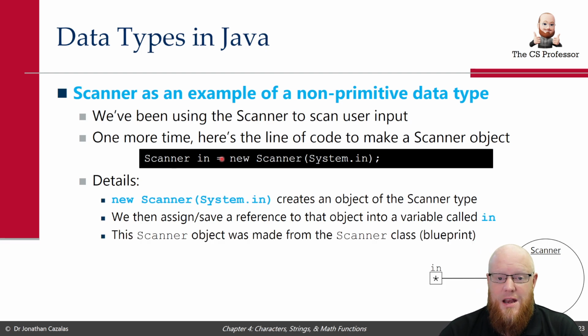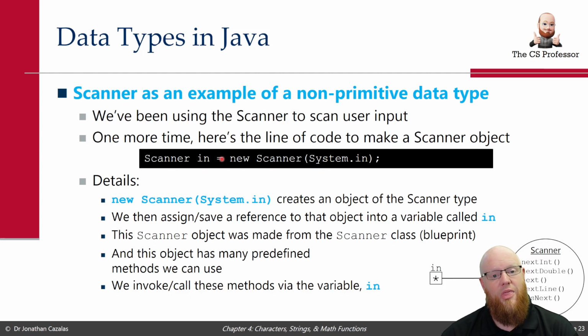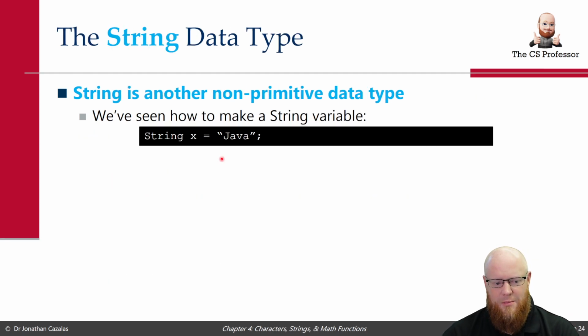Now, because that scanner object was made from a Scanner class, from the Scanner blueprint, that object has many predefined methods we can use, and we've been using them. .nextInt, .nextDouble, .next, .nextLine, .hasNext, and many more methods that are available to us. How do we invoke those methods? By using the variable in that we made, such as in.nextInt or in.nextDouble.